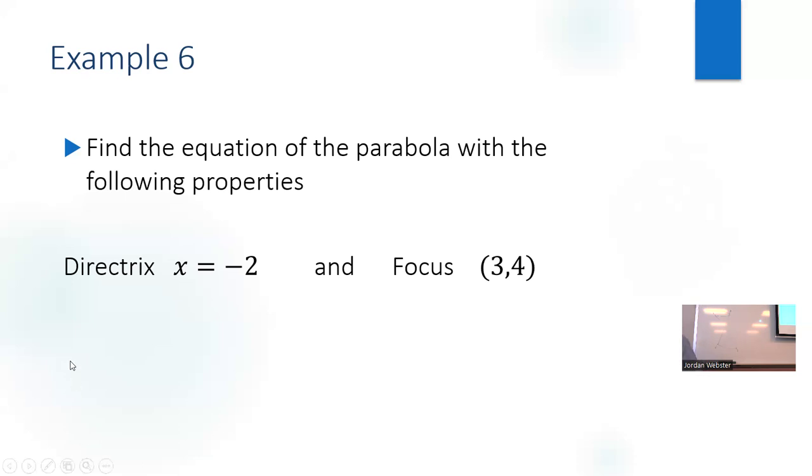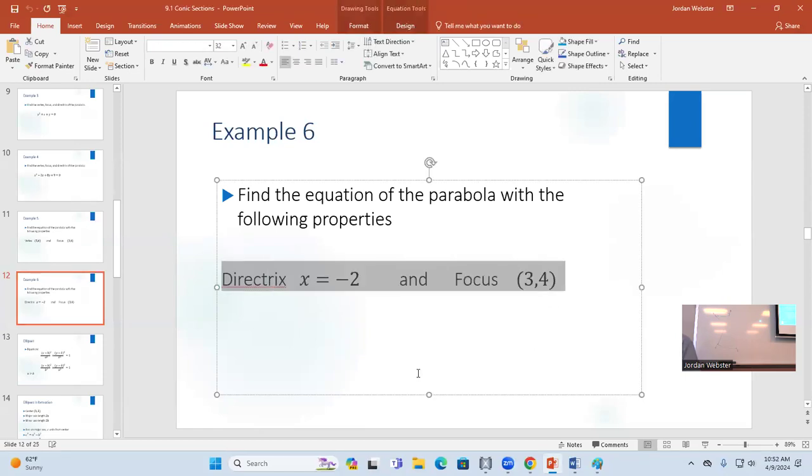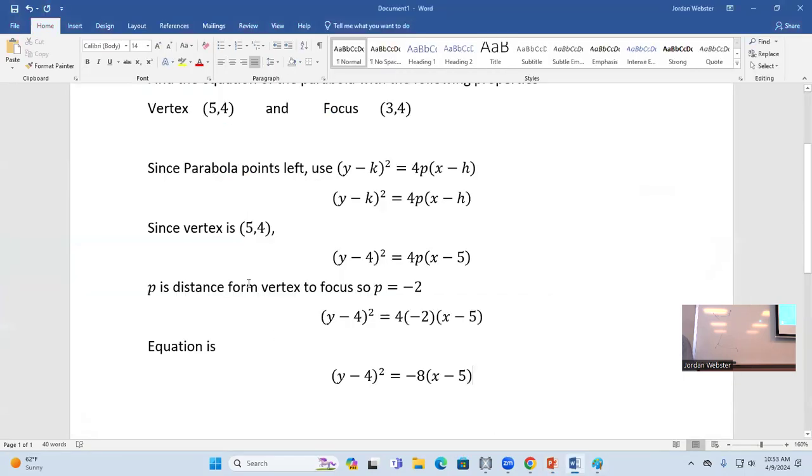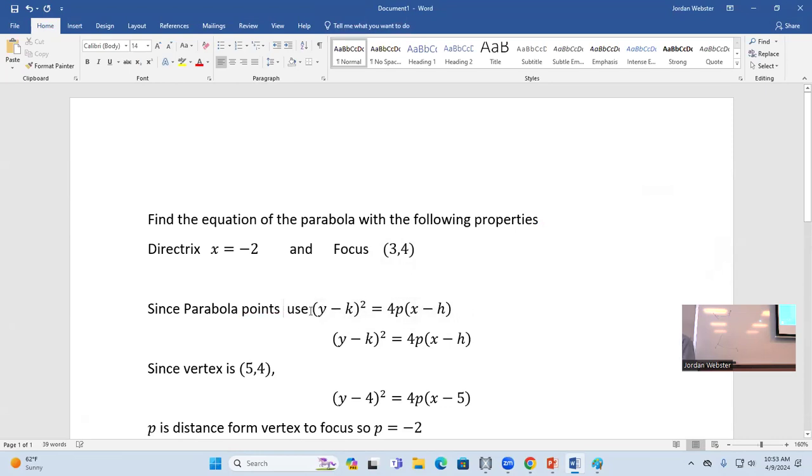All right, so let's go ahead and do this one. The directrix is x equals -2. The focus is (3, 4). Now, the first thing I always do is figure out which equation I'm going for: the one where we're squaring the y part or the one where we're squaring the x part. And to do that, I just draw a crappy little picture of the focus at, let's say, (3, 4).